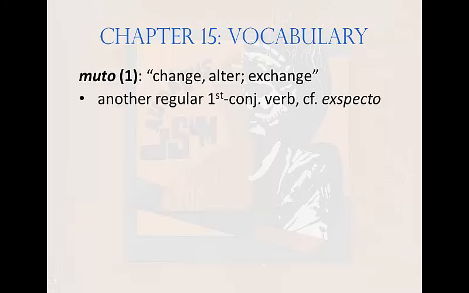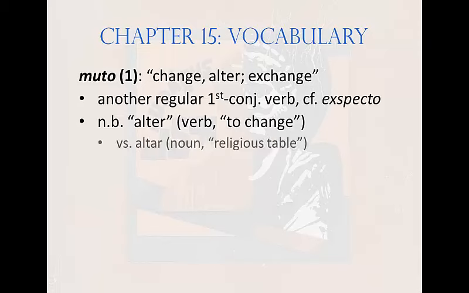The next word is another verb, muto, first conjugation, meaning change, alter, or exchange. It's another regular first conjugation verb like expecto. And please note the English spelling of alter. A-L-T-E-R is the verb. A-L-T-A-R is a noun meaning a religious structure that looks like a table.